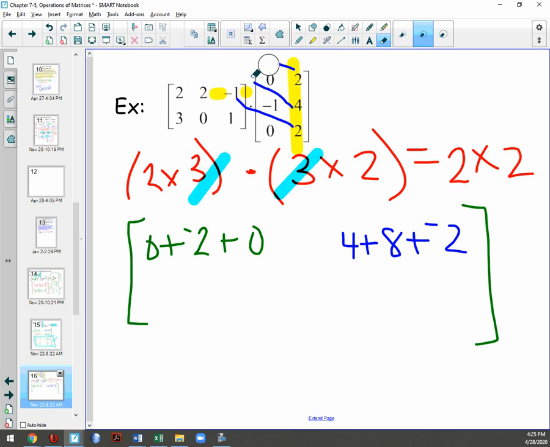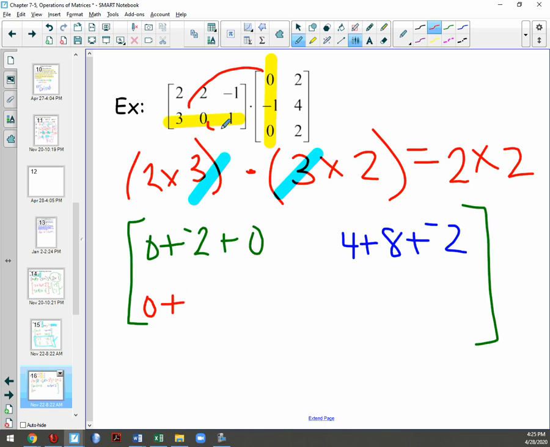Now I'm going to have my focus on row 2. Row 2 and column 1 now is going to come down here, and that is going to give me 3 times 0, which is 0, plus 0 times -1, which is 0, and lastly, 1 times 0, which is 0. So now I'm going to go ahead and erase this.